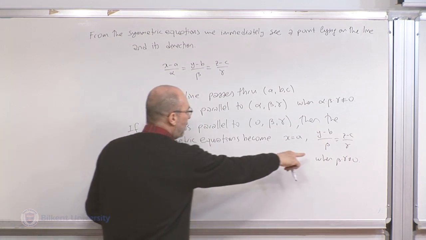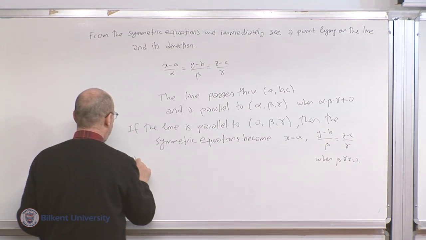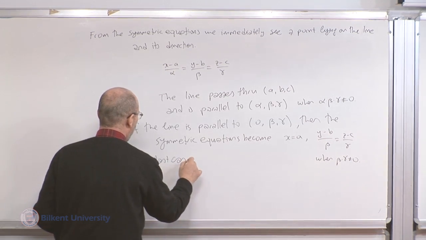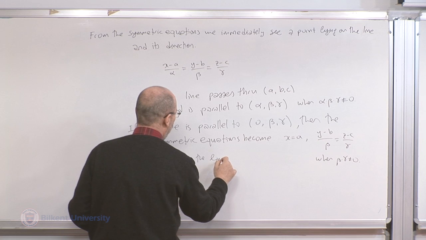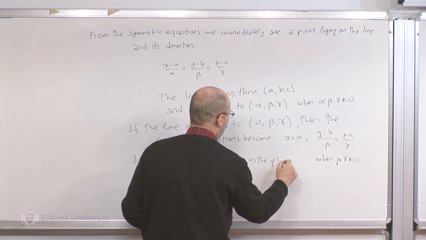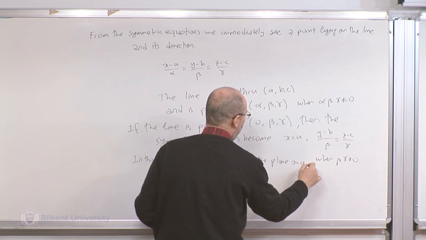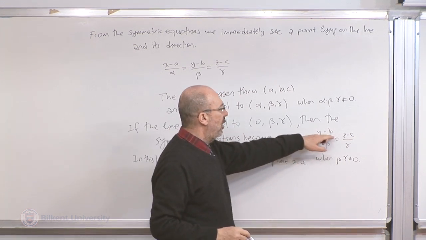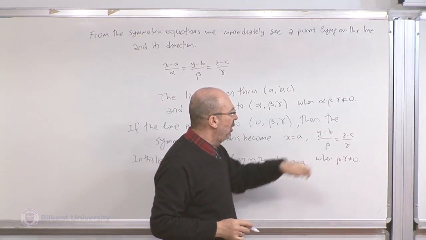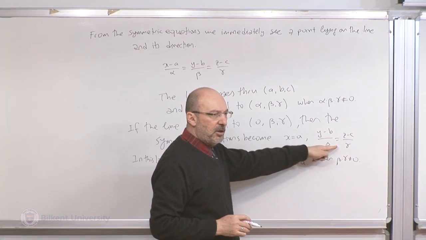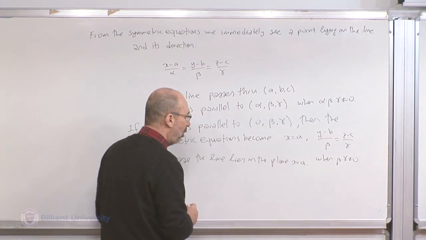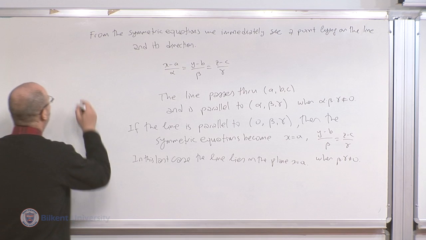In this last case, for example, the line lies in the plane x equals a, because no matter what the y and z coordinates are, you will solve y and z from these equations. x is always a. So when you draw this, here we can draw it.